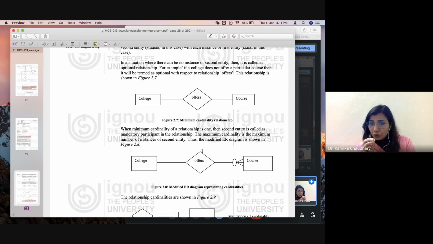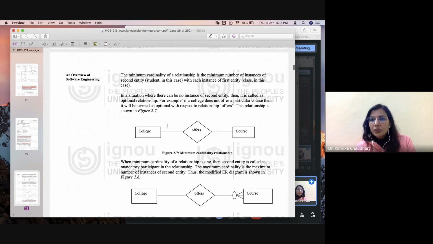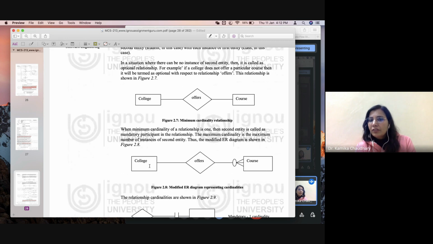What you need to understand is how it is being shown. When a one-to-one relationship is there, we'll just make use of single lines. These rectangular boxes represent your entities. College is an entity, course is an entity. The diamond represents your relationship. The relationship is what? Offers. These lines show the kind of relationship. When a one-to-one relationship is there, we'll just draw single lines. When a one-to-many relationship is there, we'll represent it by making use of a number of lines, 1, 2, 3 lines. You all can see that?